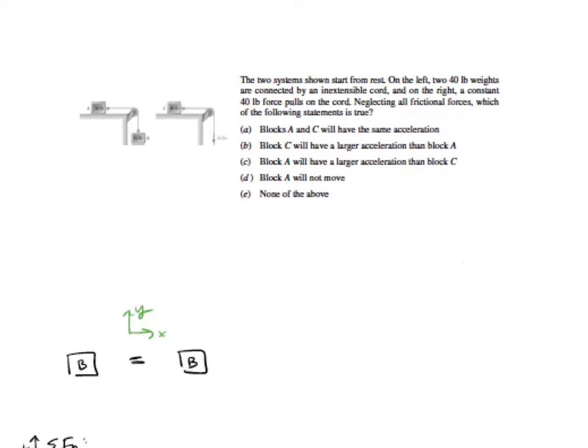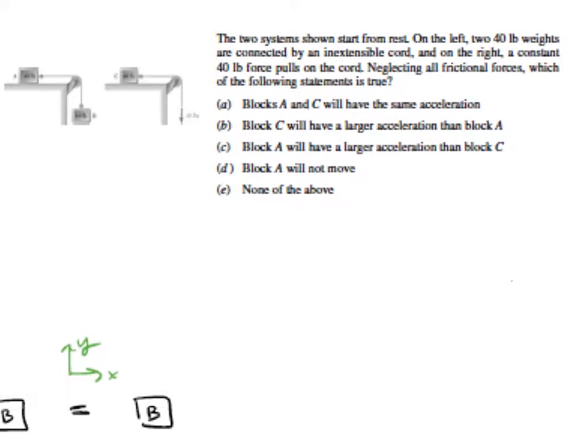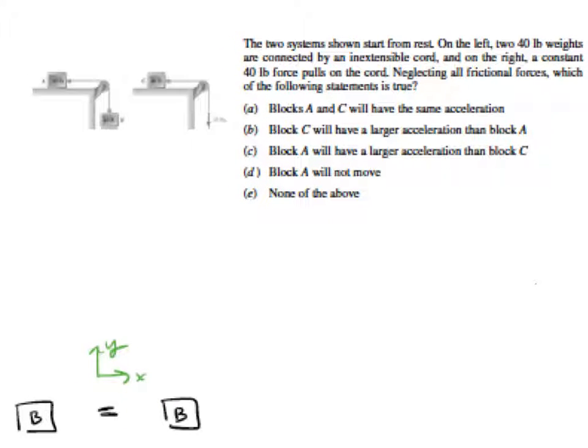So let's go ahead and look at another conceptual question here. What we have is two systems, very similar to each other. I'll kind of help with the drawing. I've got a block here, block A, connected to a block B. Both of them weigh 40 pounds. All right, in this other system, I've got a block C that weighs 40 pounds connected to a cable, and a force is applied to the cable of 40 pounds.